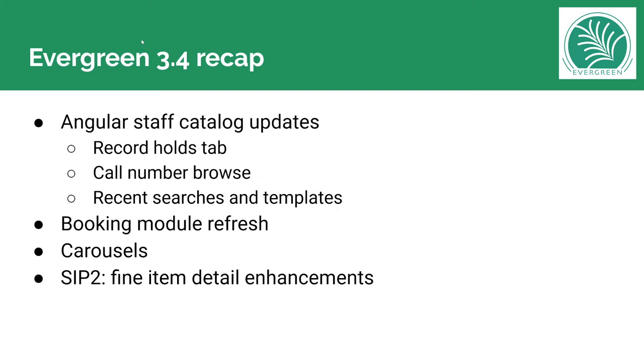So, jumping on to other things in Evergreen 3.4, the Angular staff catalog got several updates, including a new tab for listing holds on a title, a call number browser feature, and features to set up search templates so that you can repeat searches and keep a list of past searches done in the staff interface.